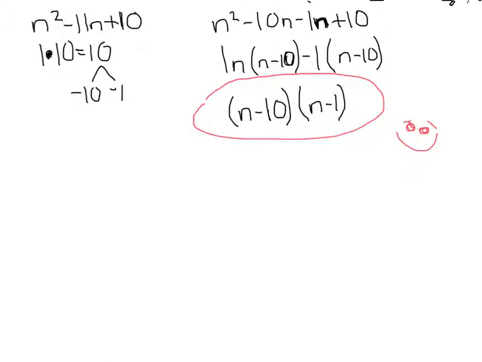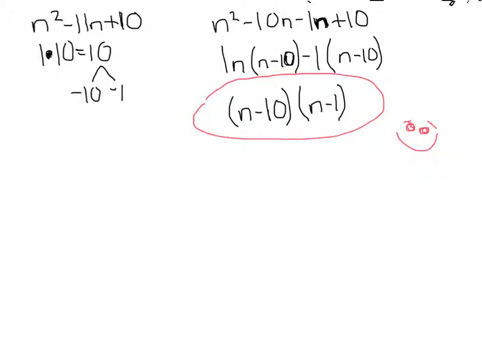And then, moving on, you are going to put the negative 10 and negative 1 into the equation. So keep the n squared and then add in negative 10n minus 1n plus 10. So you're going to make it a 4-term equation.